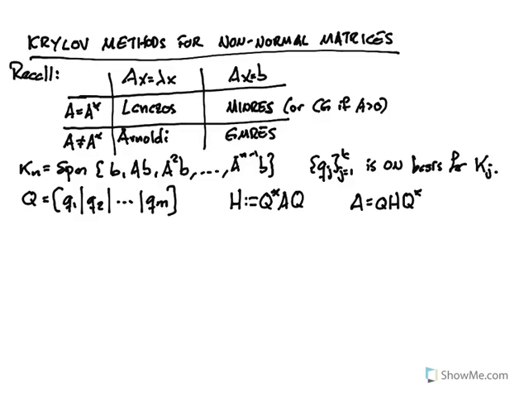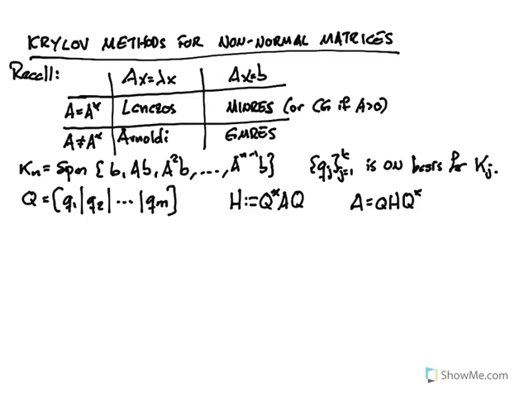In this lecture, we'll very briefly talk about Krylov methods for non-normal matrices. So let's start by recalling this little table that we put on the blackboard a couple times, I think, in the last few lectures. So we have covered basically 4 different classes of matrices. The left column is for solving eigenvalue problems, and the right column is for solving linear systems. And we have different methods depending on whether A is symmetric or not.